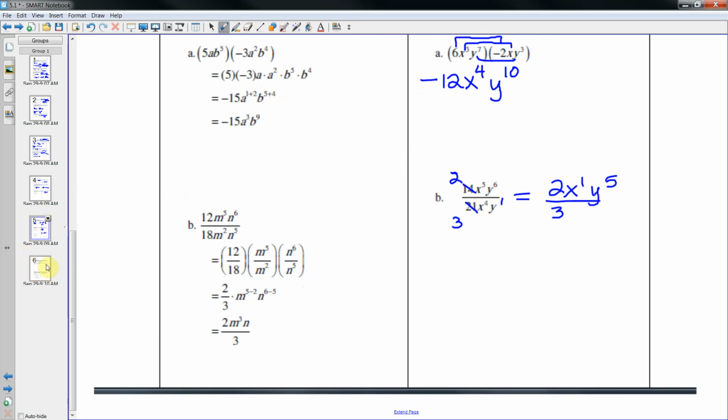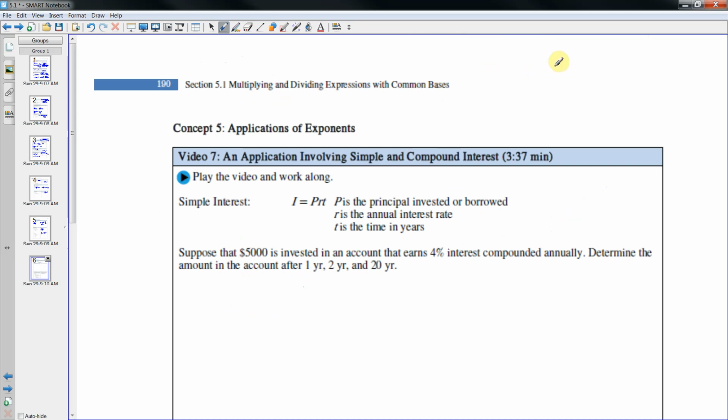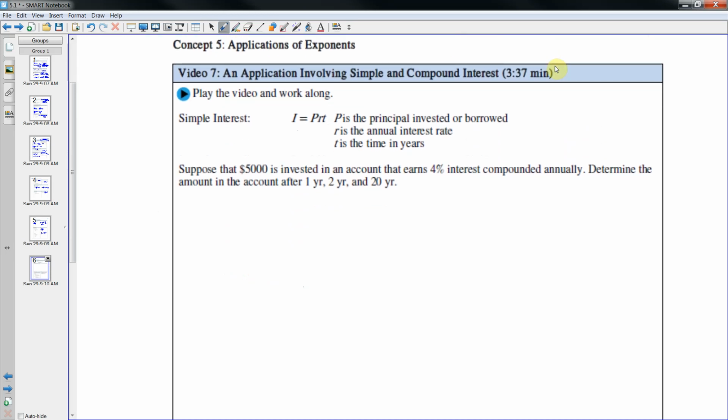I hope so. Okay, let's look at this last page. These are simple interest problems. We are not going to have to do any of these in our homework. I'm just going to work it real quick just to show you if you have it later on in another class. P always stands for principal, R is rate, T is time. This is an interest problem, so I stands for interest.